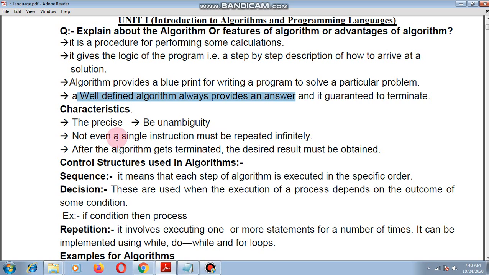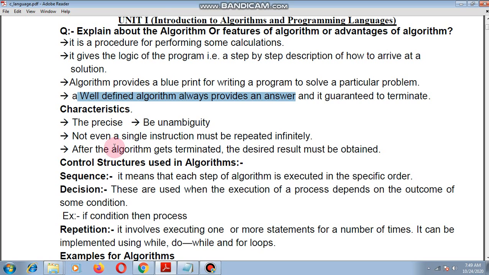Next, characteristics of an algorithm. Before developing any algorithm, first of all you should know the characteristics. First one, precise. Precise means the algorithm must be correct. Second one is unambiguity. The steps should not be confusing. Steps are defined clearly.